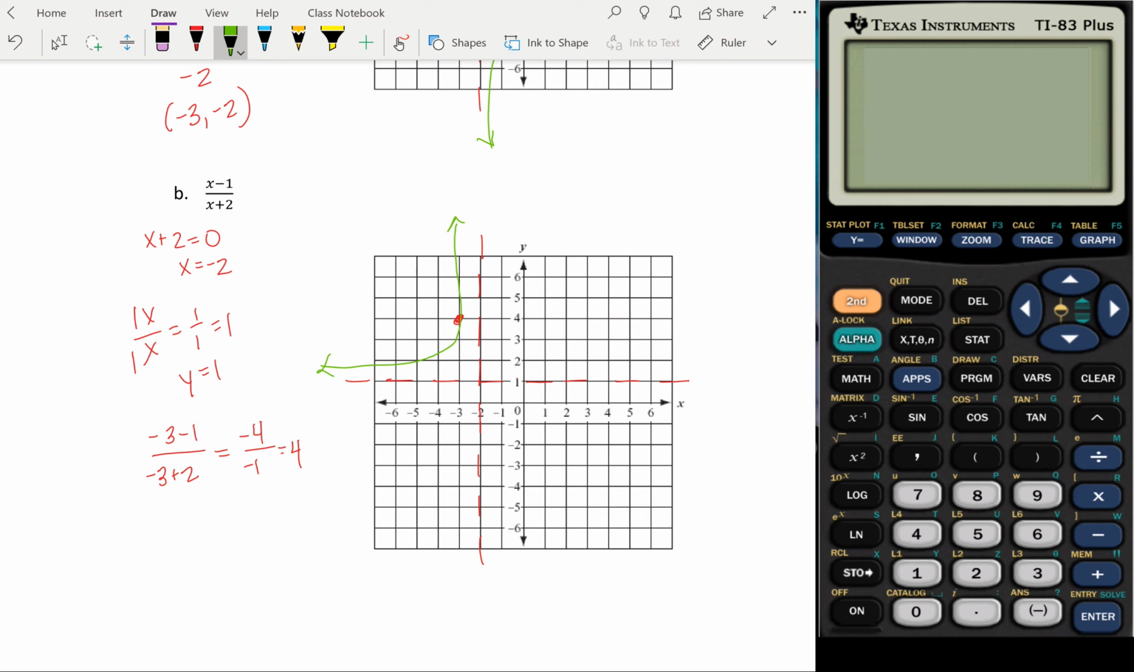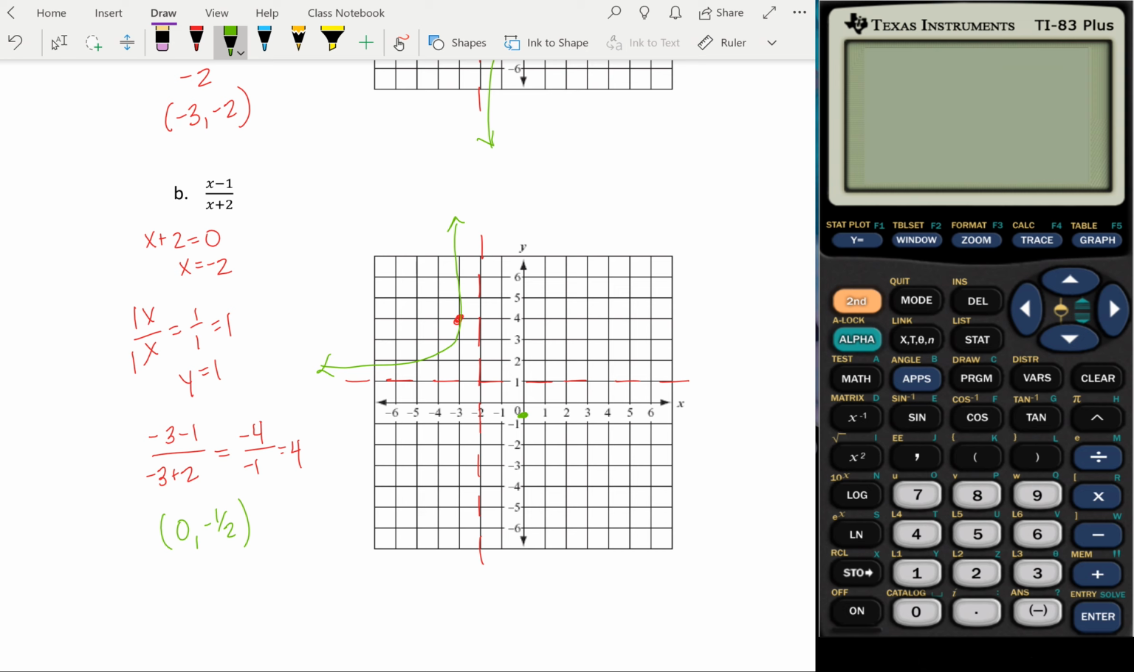And then I also know I'm going to have a point at x equals 0. Negative 1/2 is going to end up being my y-intercept. So I'm going to put a point at 0, negative 1/2.